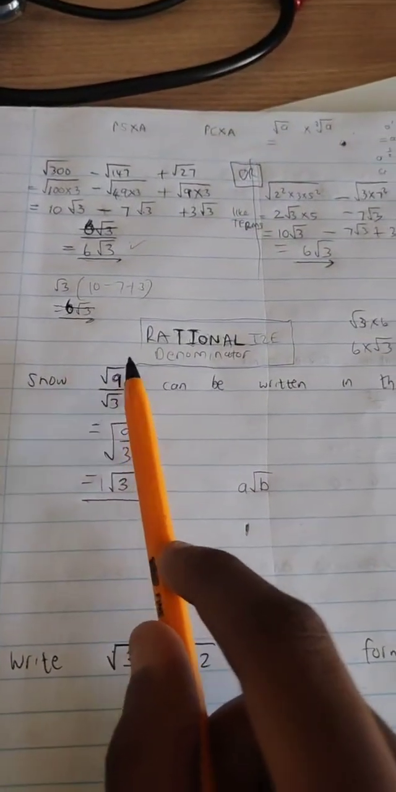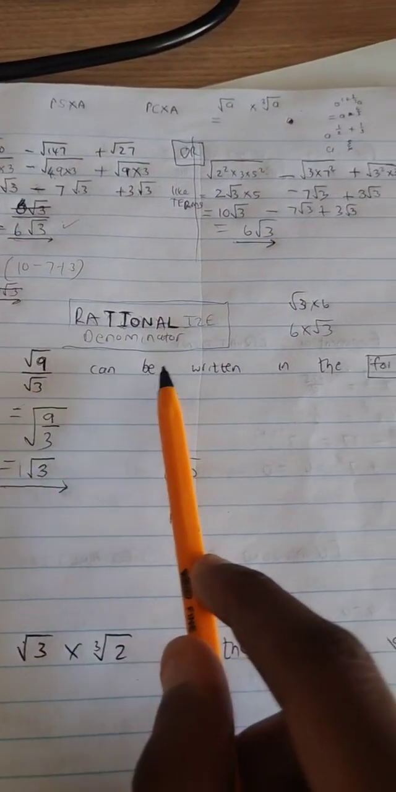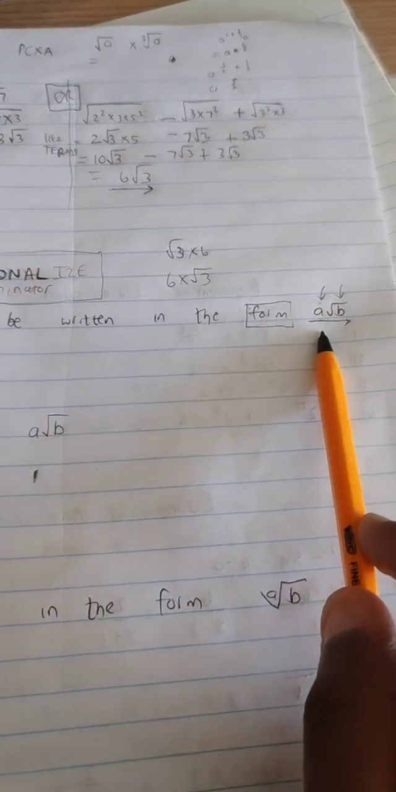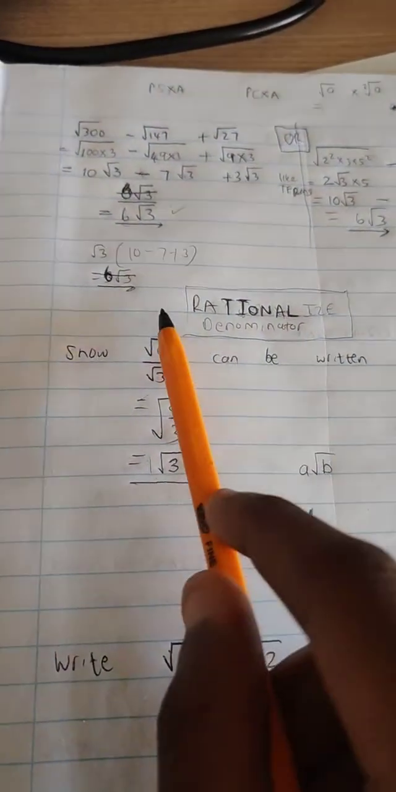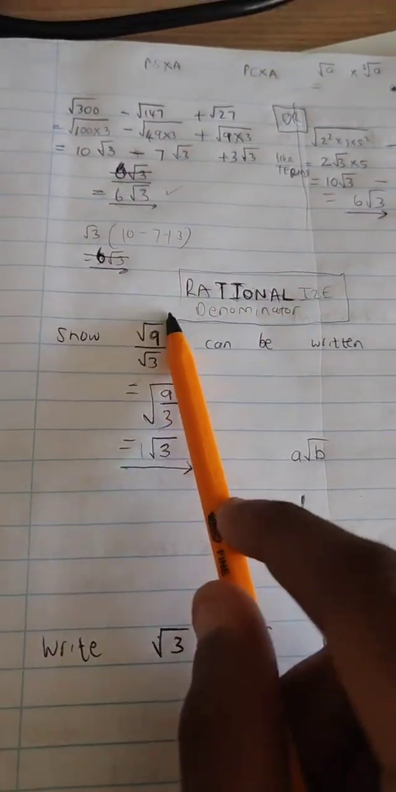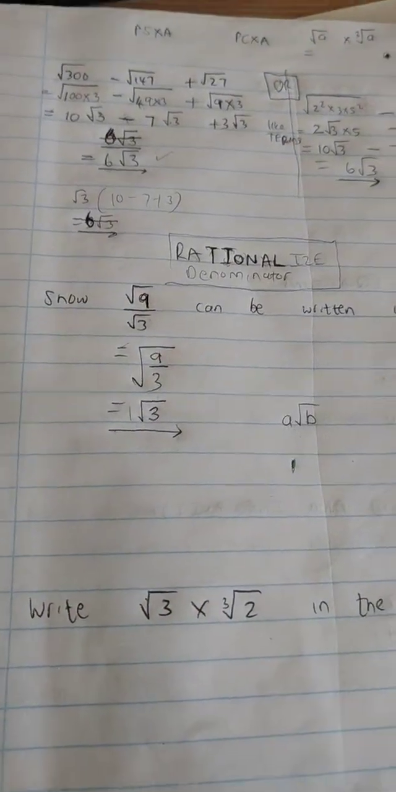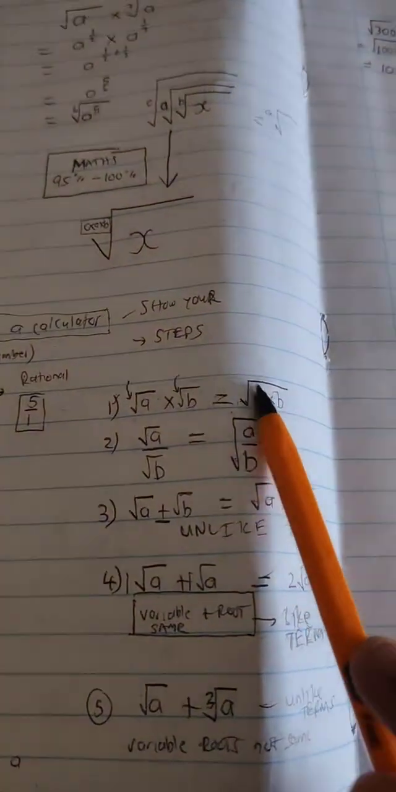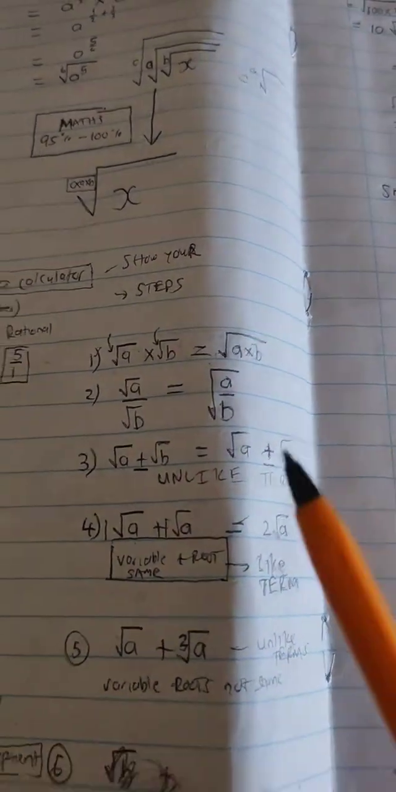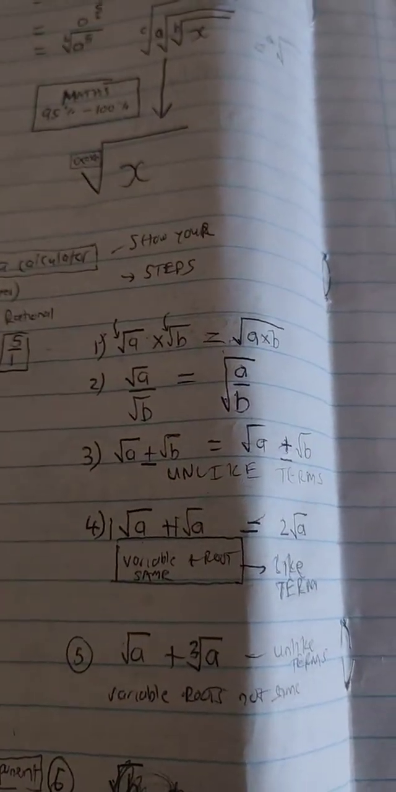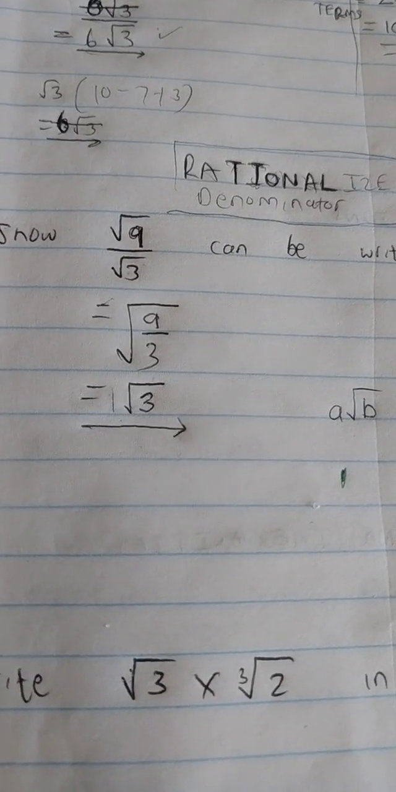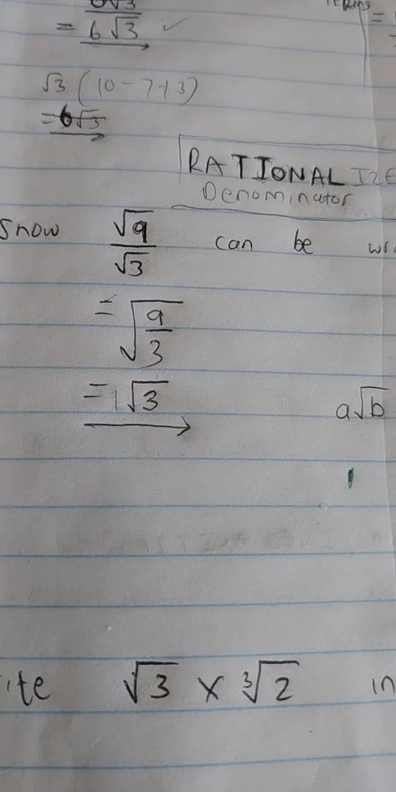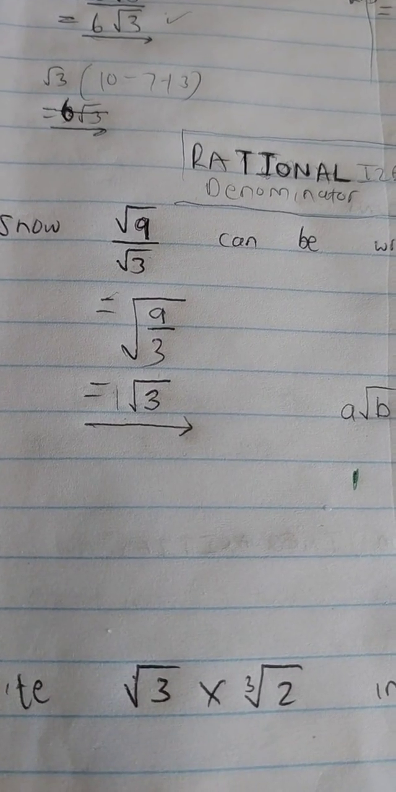So look at the question. Show that the square root of 9 over the square root of 3 can be written in the form a root b. There's nothing in that. Simply take what we've been given, simplify it as normally as we know how by applying what we have learned as far as the rules of roots and surds are concerned. Then we are able to get directly to the answer. Okay? I hope that makes sense.